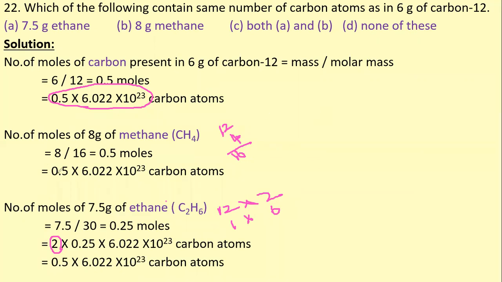So for methane and ethane, both will have the same value. We are getting the same calculated value. So now we can confirm this A is also right, B is also right. So the right option is simply C, both A and B. This is the right option. Clear? So we'll move on to the next problem.